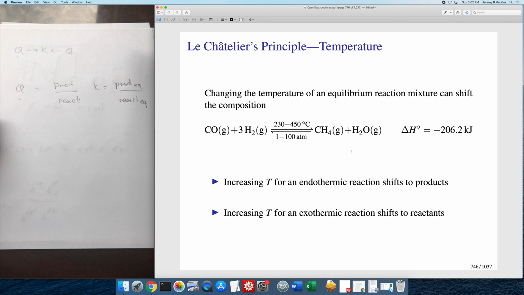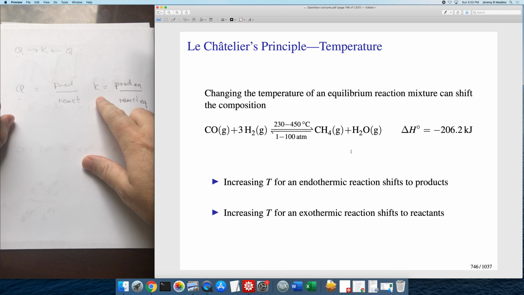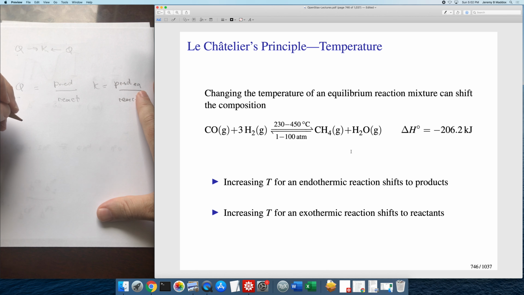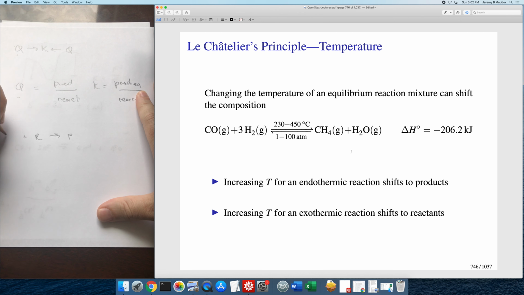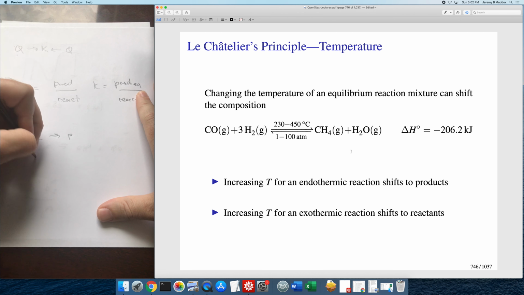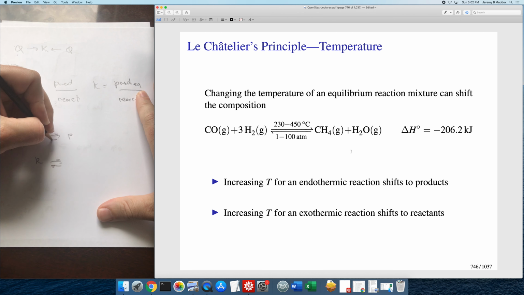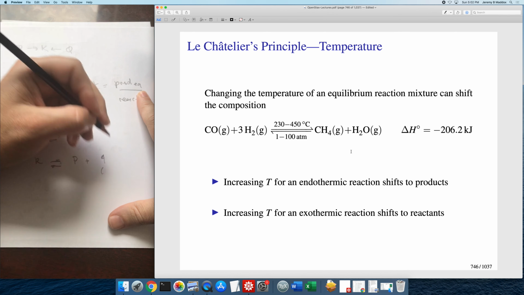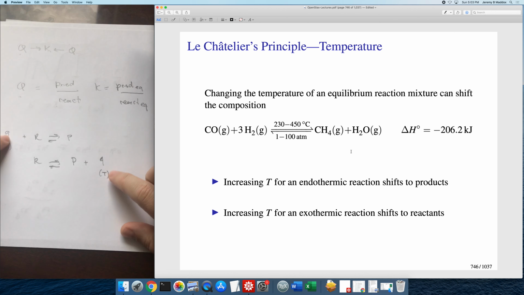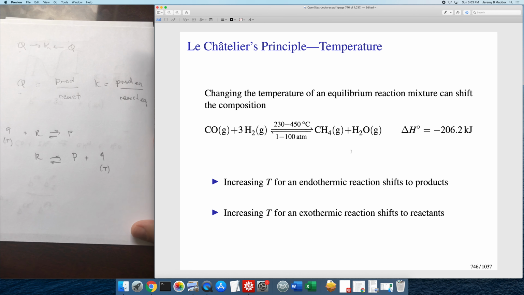And the way K changes depends upon the sign of delta H. And the little rule that I've shown you here, there's one for endothermic, there's one for exothermic. It's just putting the Q on the other side. Doing this trick for endothermic and for exothermic helps you get the rule correct. Okay.